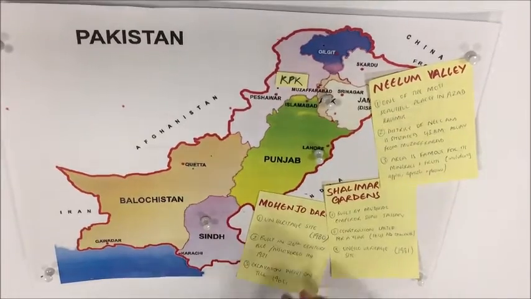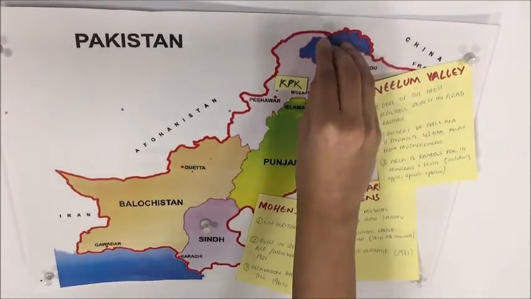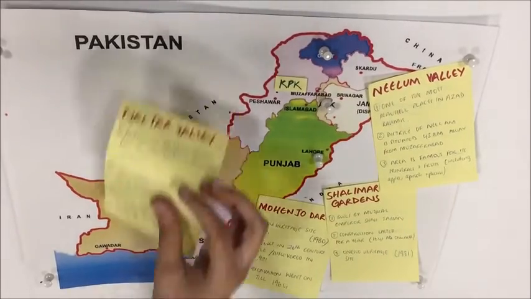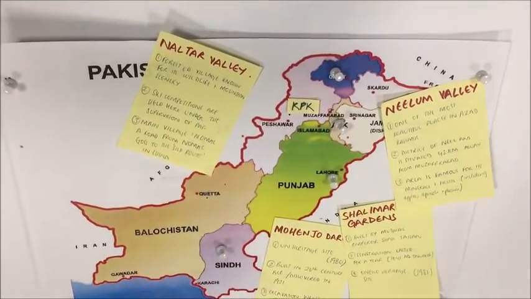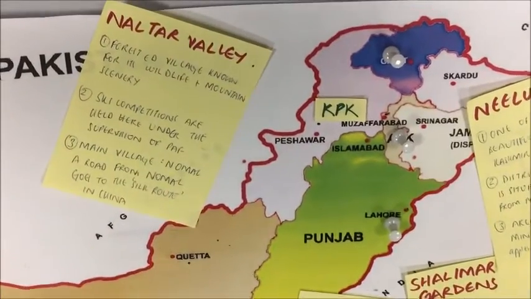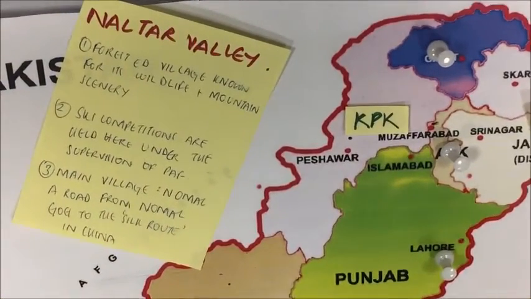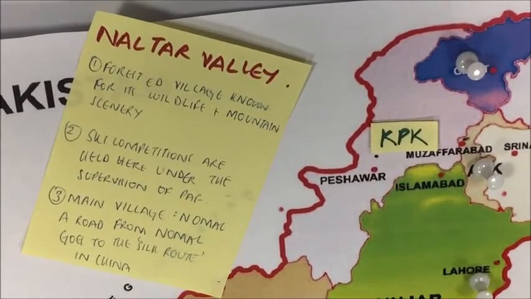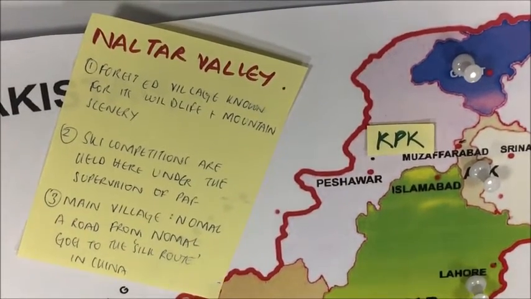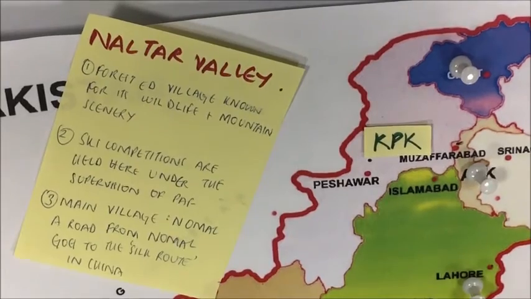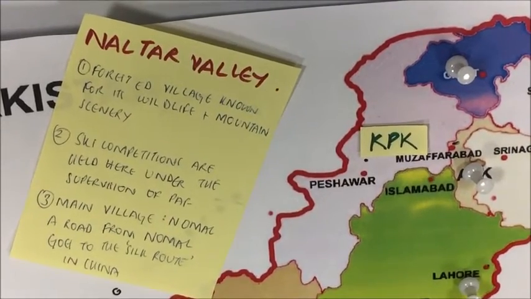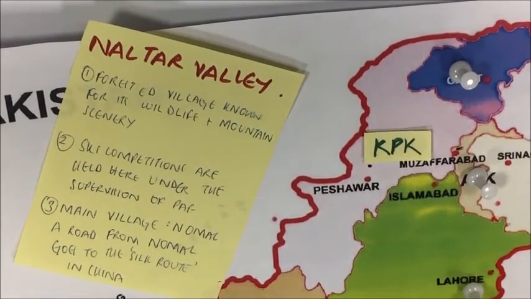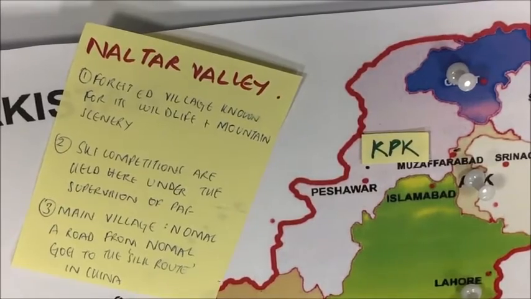Then we would recommend you to move on to Gilgit. In Gilgit, we have the Naltar Valley. Now, this has a forested village which is basically renowned for its wildlife and its mountain scenery. A lot of ski competitions are also held here under the supervision of the Pakistan Armed Forces, and its main village is called Nomal, and a road from Nomal goes to the Silk Route in China.